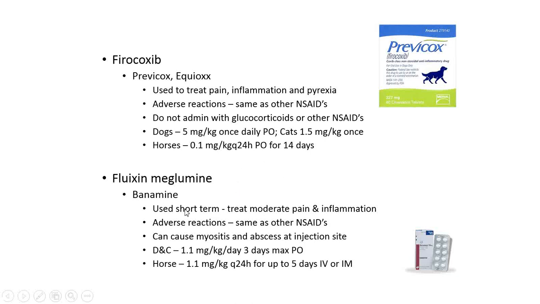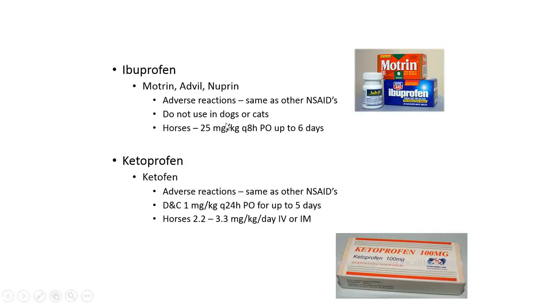Banamine is a drug used very commonly in horses. You can use it in dogs and cats. I never have used it much. It can cause sterile abscesses at the site of injection. Used a lot in horses, though. It's a very common painkiller in horses. Ibuprofen, do not use in dogs or cats. Use it in horses. Again, I'm going to leave this to the equine professors to talk to you about.